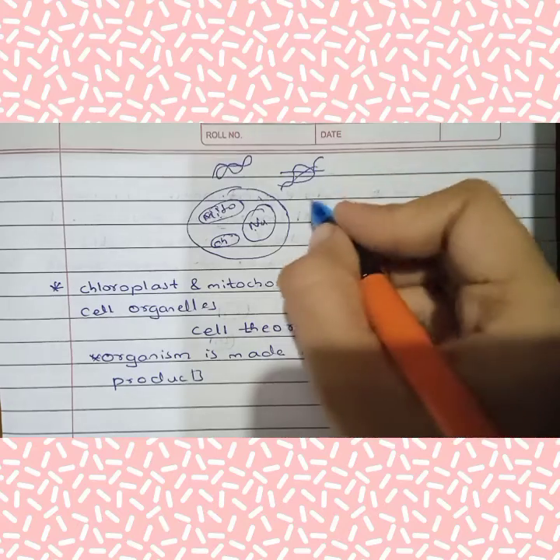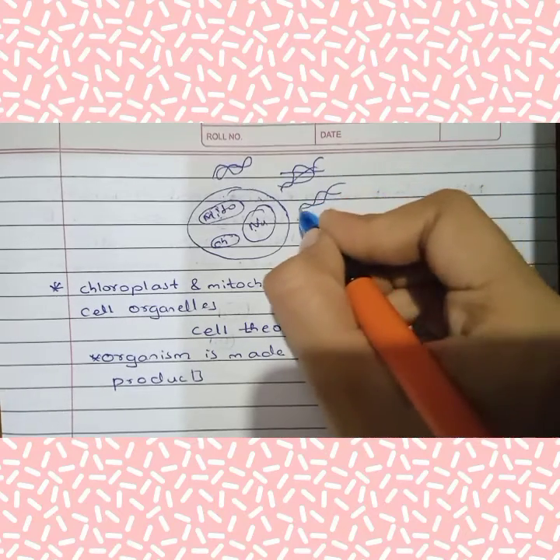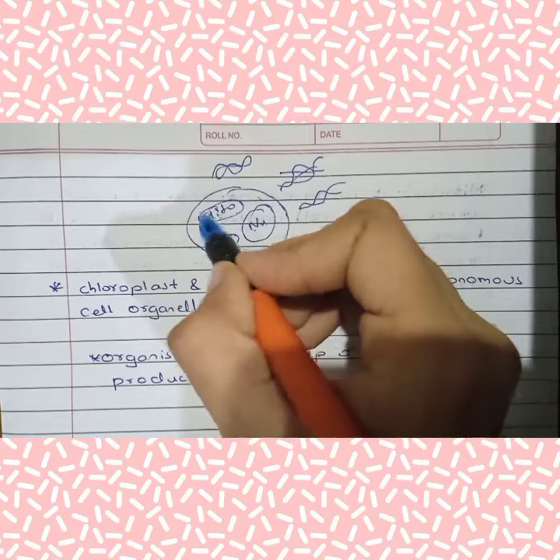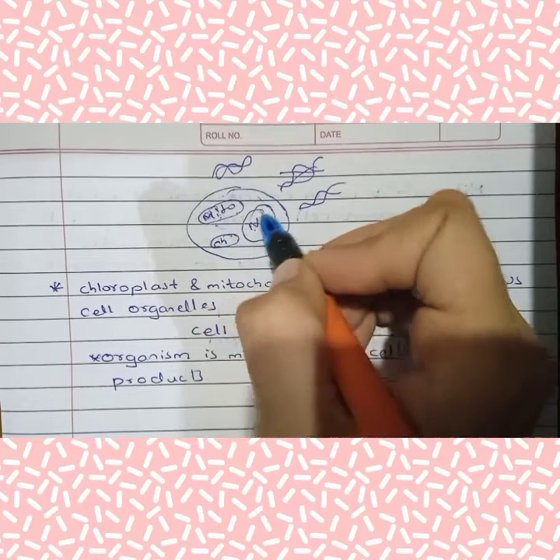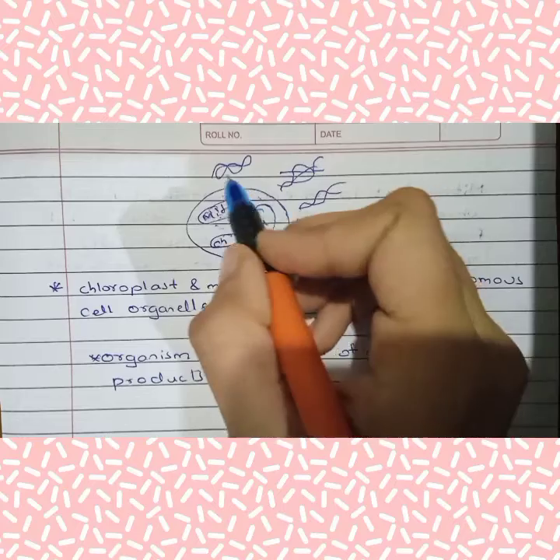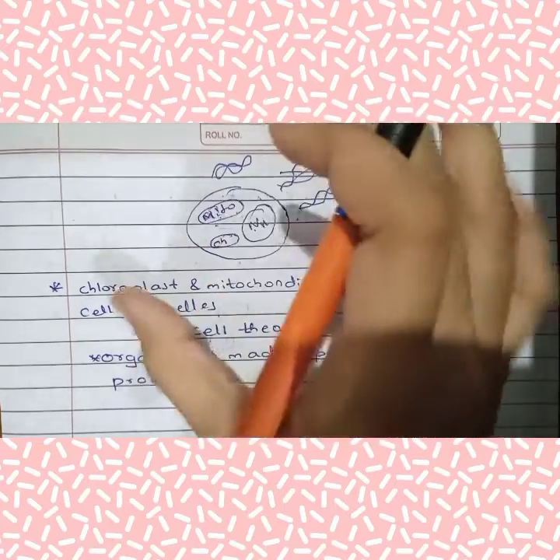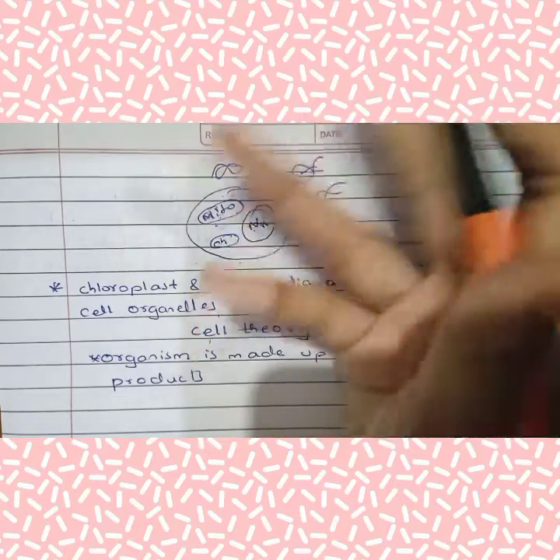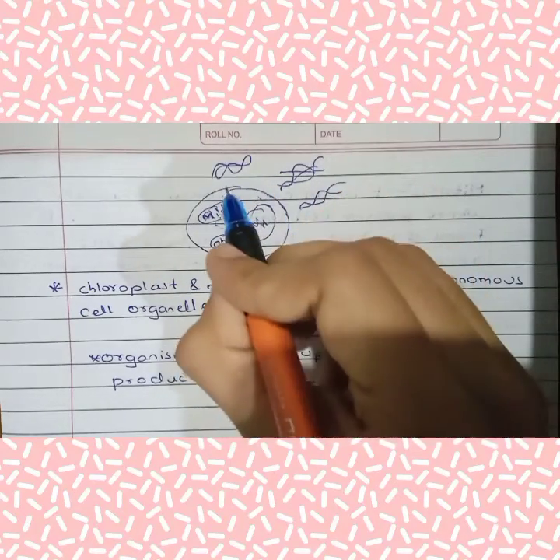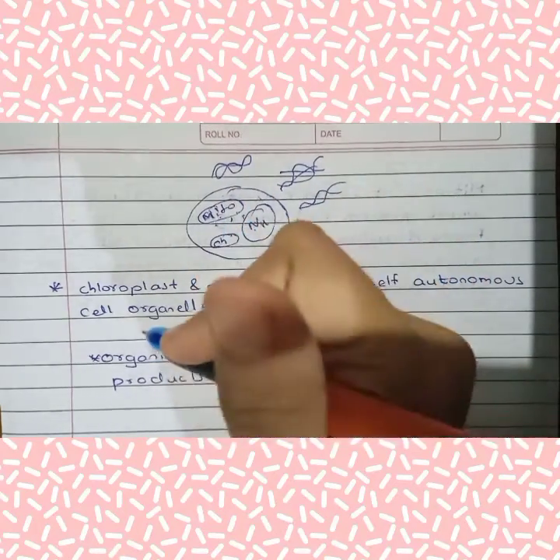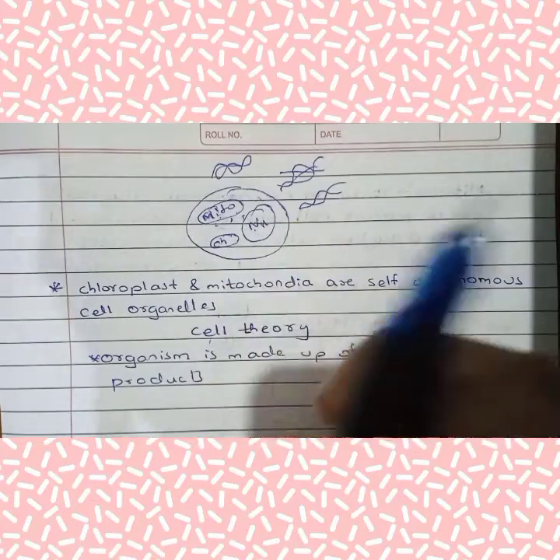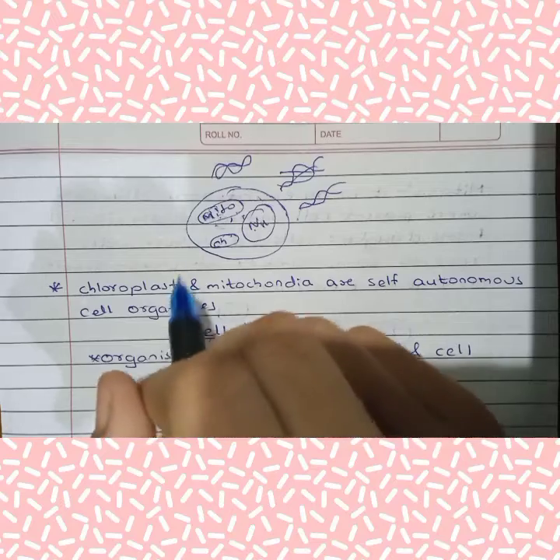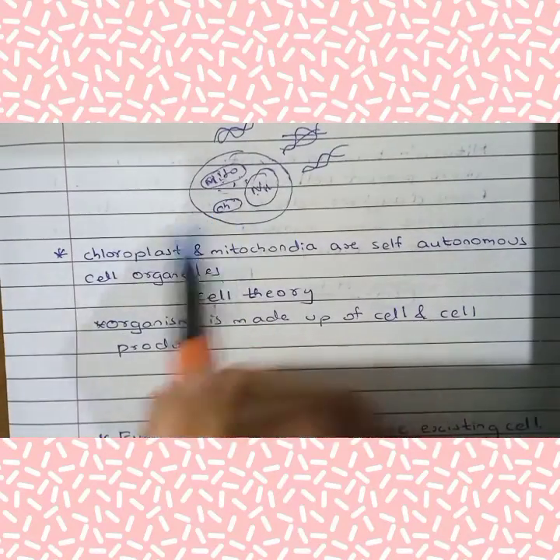Don't mind the structures, I'm bad at drawing. So when they take their own decisions, they don't need orders to come from the nucleus. They make their own decisions, and sometimes they are controlled, but mainly they take their own decisions. Self-dependent. You too be self-dependent. Don't depend on your parents. Okay, dudes, so that's why they are called self-autonomous.